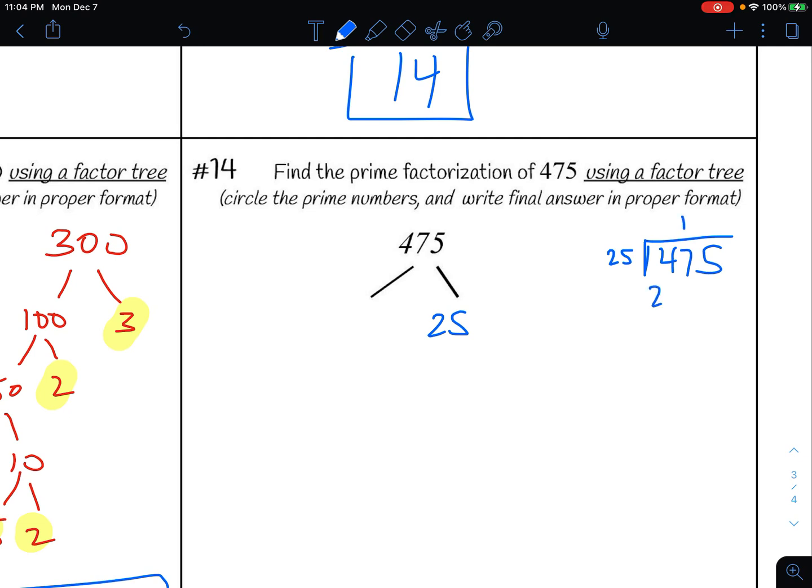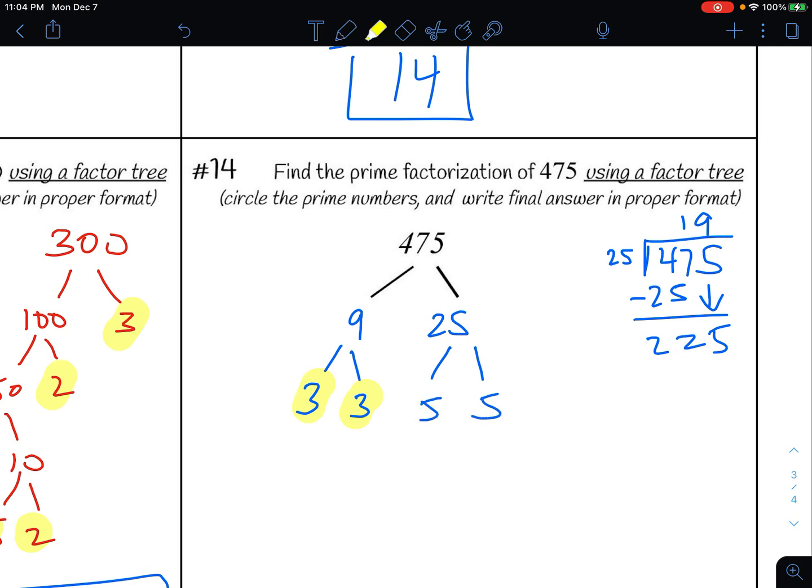Well, it goes in 1 time, subtract 25. And that leaves us with 2 and 2, and bring down the 5. So how many times does it go into 225? It goes into 100 four times, 200 goes in 8 times. It goes in 9 times, and for sure it equals 225. So 9 and 25. All right. Neither of those are prime. I'm going to break down 9 into 3 and 3, and both of those are prime, so womp womp. Let's go to 25. Oh, 25 gets broken down into 5 and 5. That's nifty. Womp womp. They want us to circle, so that's just what I'll do.